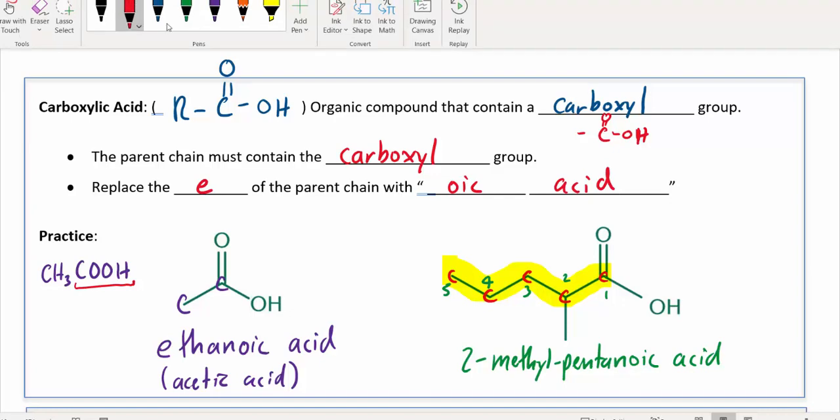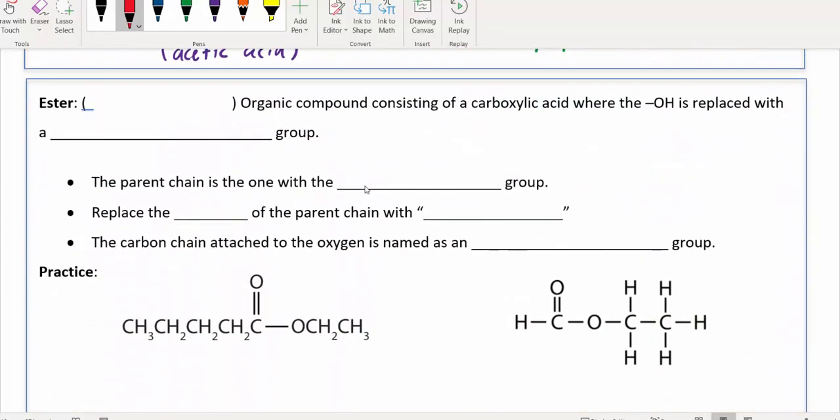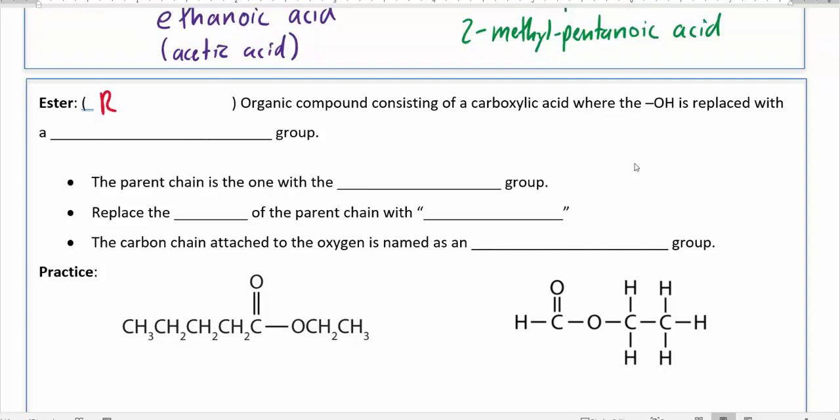All right, we got 2 more functional groups coming up. The next one is an ester. And the general formula for an ester is going to be some R chain with a carbon. And then it's going to have a carboxyl group. So it's going to have the same as what we saw with carboxylic acid, except in this case, instead of it being attached to an OH, we're going to replace this H with a whole new carbon chain. And so this is an organic compound consisting of a carboxylic acid where the OH is replaced with an OR. So there's a whole new carbon chain attached to that oxygen.